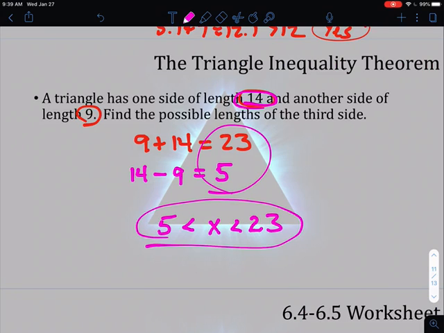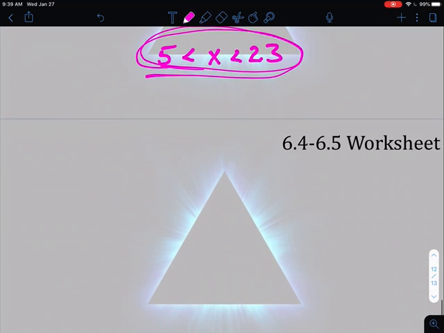Okay? And on these types of problems, what I'm really concerned with is, can you find the two cutoff points in the problem? So add the two sides together, because those might be the smallest. There's your upper bound. And then subtract the two sides. There's your lower bound. And then put them together into a statement that shows that x, or a third side, has to be somewhere in between.